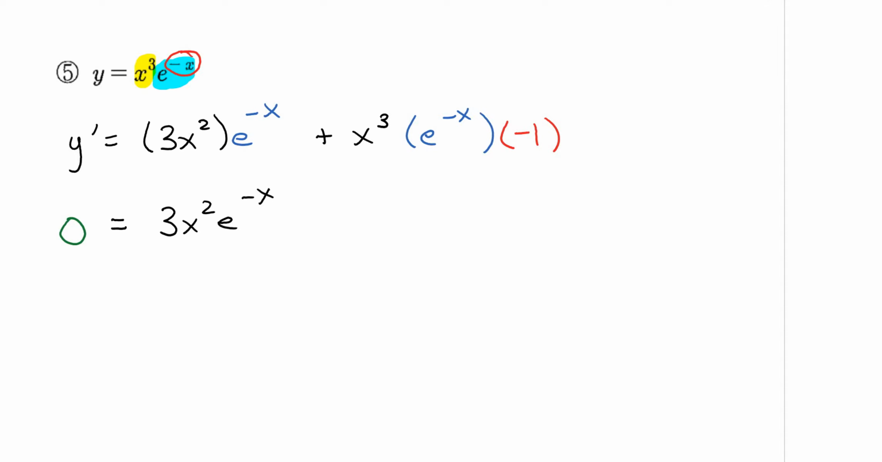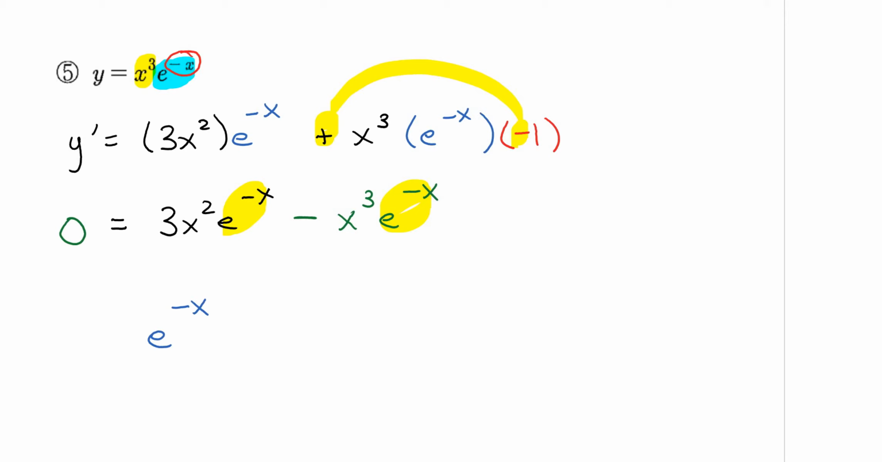I will go ahead and just simplify the right-hand side. And the only thing I can really simplify is this positive and this negative sign. Positive times a negative would give me a negative result. So that would be x cubed times e to the power negative x. And then I'll notice that both of them have this common term of e to the power of negative x, so I can factor that out.